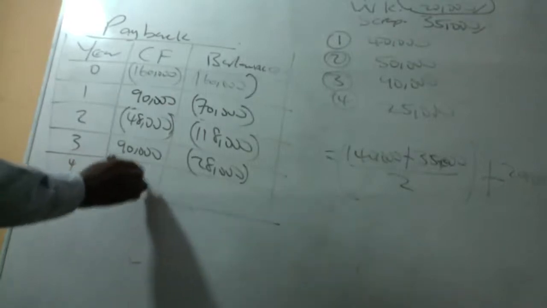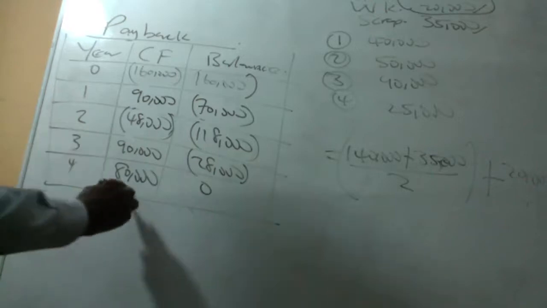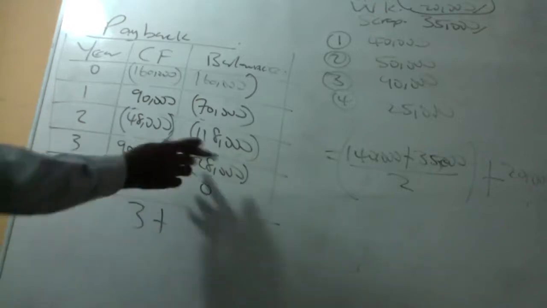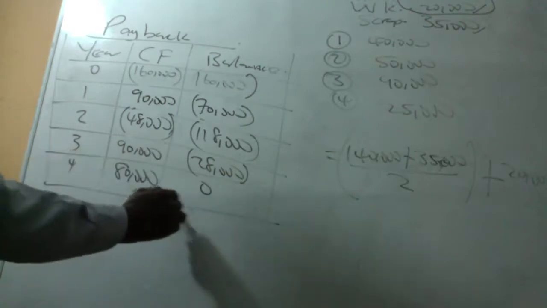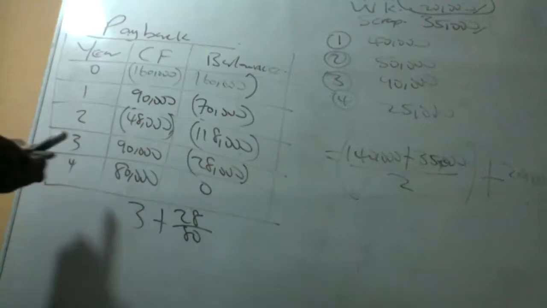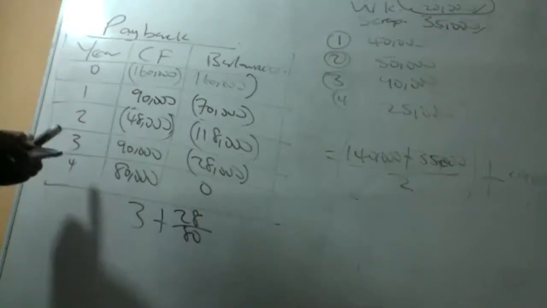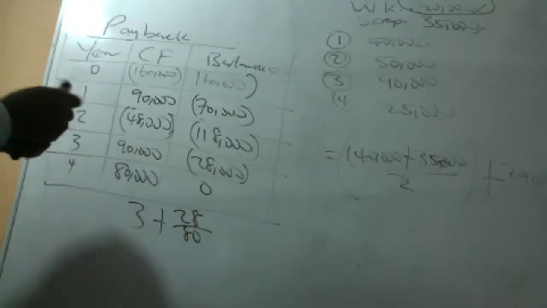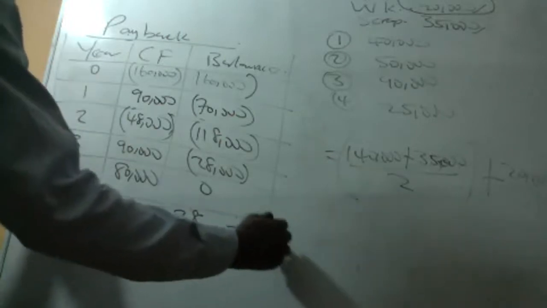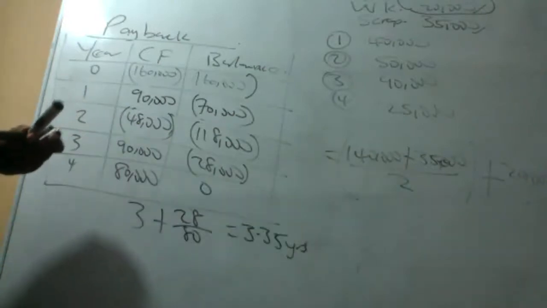Year 4, the cash flow is 80,000. I hope you are aware from the previous question. So 0. So here the payback period will be what? 3 full years, so 3 years plus what? We pick only 28 out of the 80,000. So 3 plus 28 divided by 80. And that gives us 3.35. So it's equal to 3.35 years.